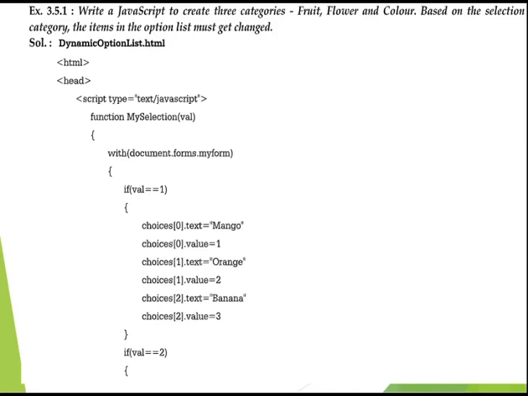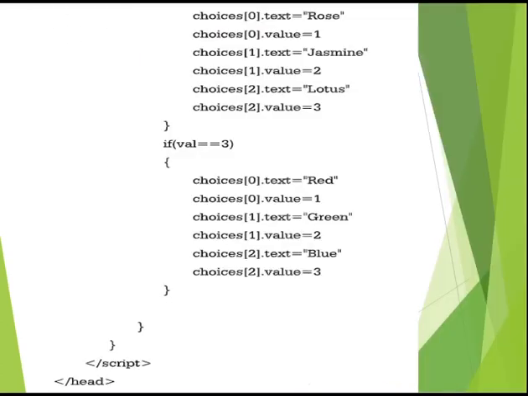If val is equal to 2, now we'll have flowers. So choices[0].text is equal to rose, choices[0].value is equal to 1, choices[1].text is equal to jasmine, choices[1].value is equal to 2. Then choices[2].text is equal to lotus, and choices[2].value is equal to 3. So these are the choices for your flowers.